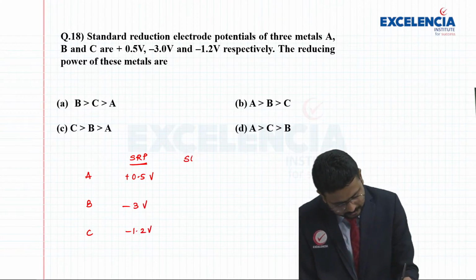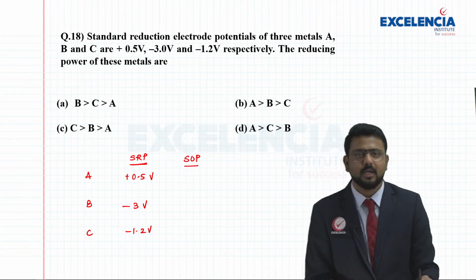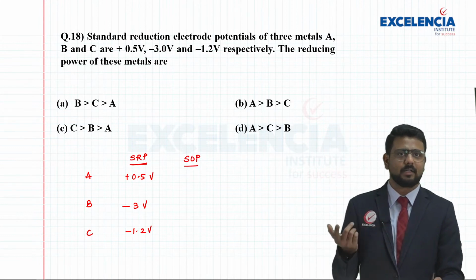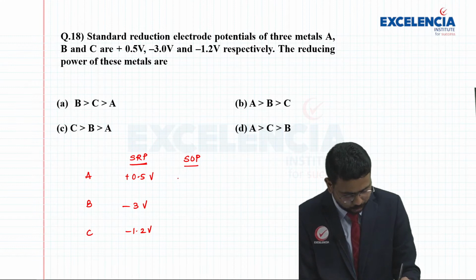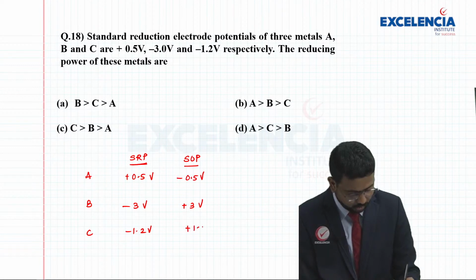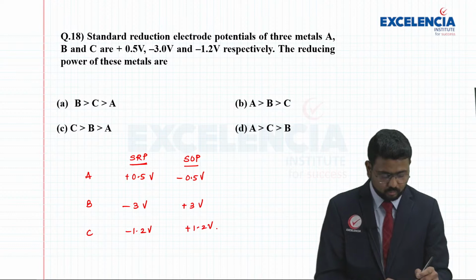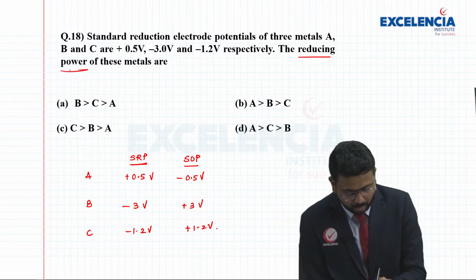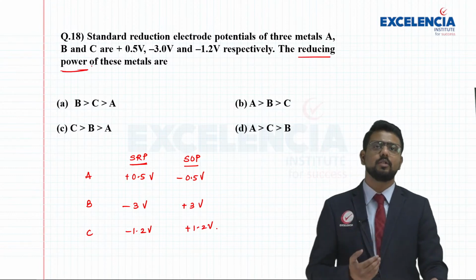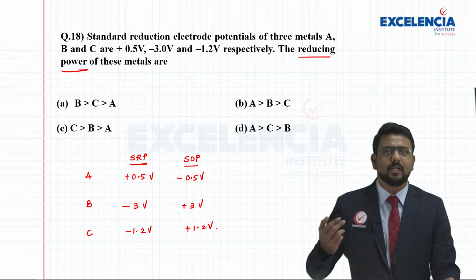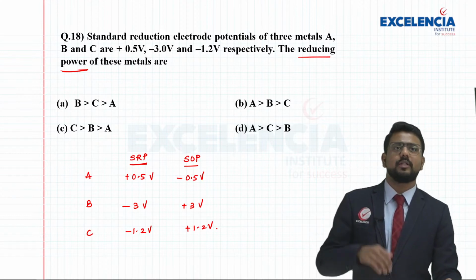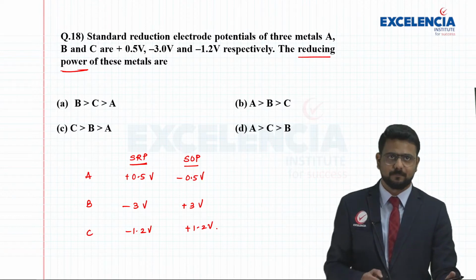Let's write their corresponding SOP values as well. Okay. So their numerical will be the same but the sign will change. So for A it is going to be negative 0.5 volts, B is plus 3 volts and C is going to be plus 1.2 volts. Now they are asking us to write the order for the reducing power, right? Now when we talk about the reducing power, we talk in the context of what? The oxidation potential, that tendency to get oxidized.